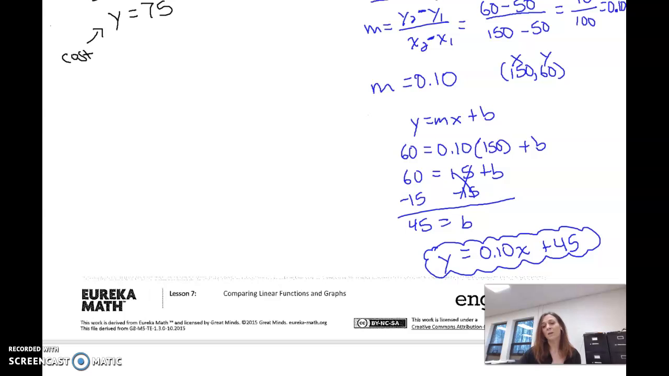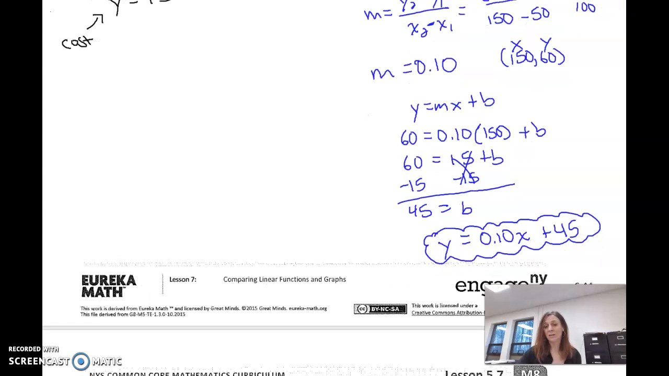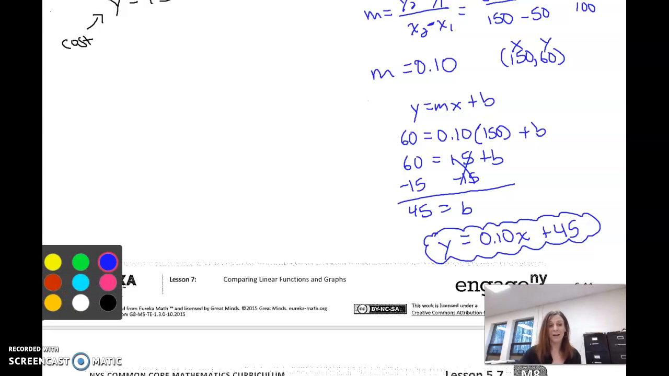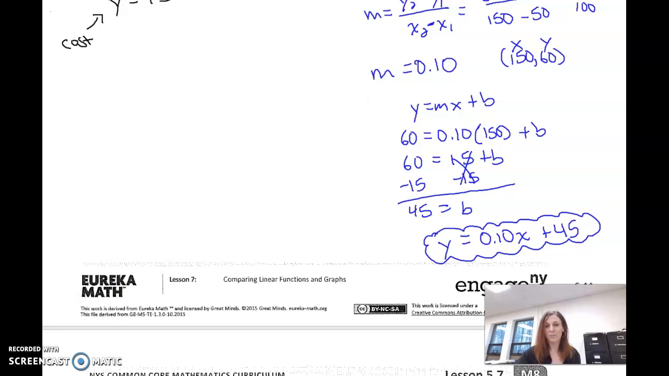So we're paying $45, plus an additional 10 cents per minute. Remember the b. Okay, whatever's being added on, that's our initial value.